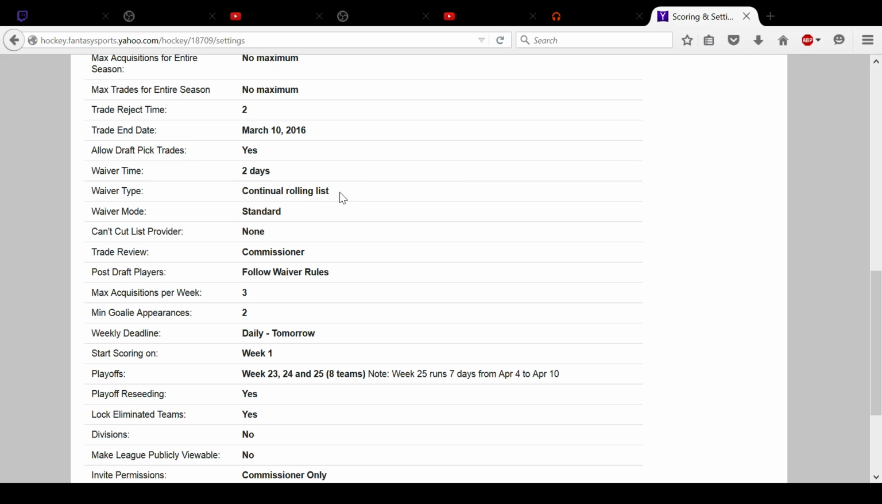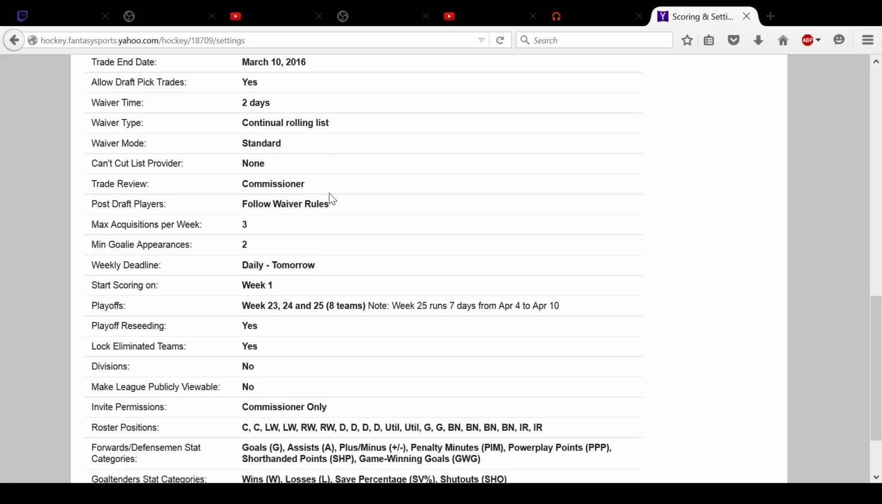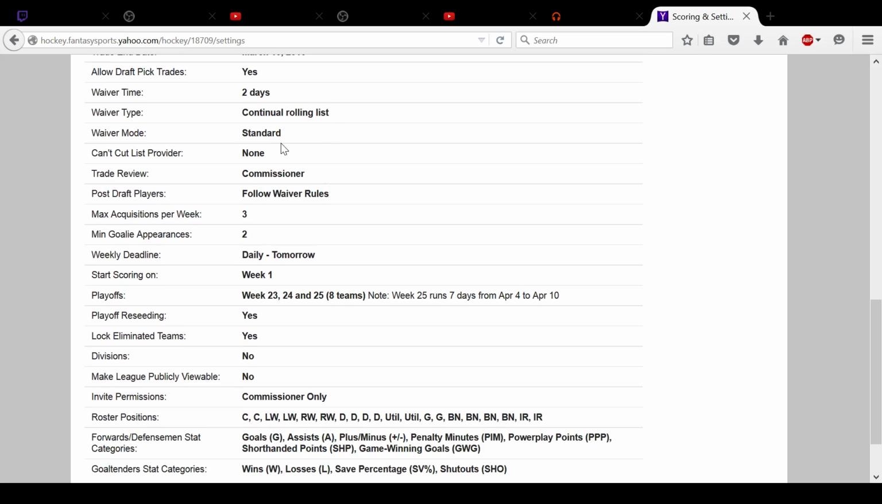Waiver type, continual rolling list. This is the only format I'm familiar with in terms of waivers, which just means that the priority for who gets the first shot at players on the waiver wire rolls and changes with each week. Also, a standard waiver mode. I'm not sure what the alternative to that would be. Can't cut list provider. I'm not familiar with this one. However, I assume it means that there are players that can't be cut, and this is some type of enforcement for that.